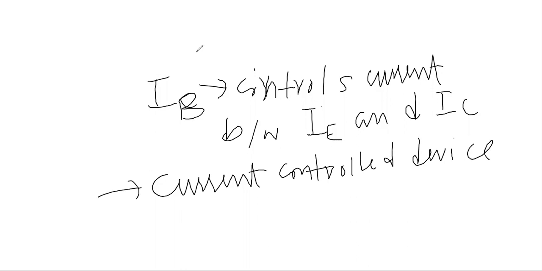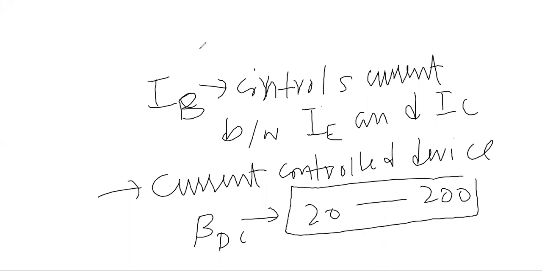So these were characteristics of the transistor. There is beta DC that we discussed. Beta DC is the current gain, given by the manufacturer. Its value is usually from 20 to 200. It is a ratio, so it has no units.